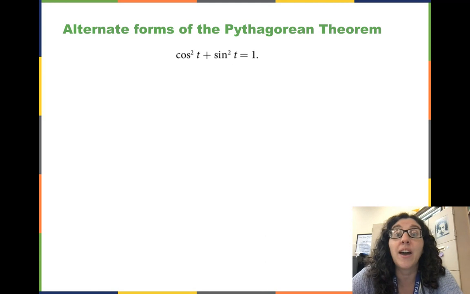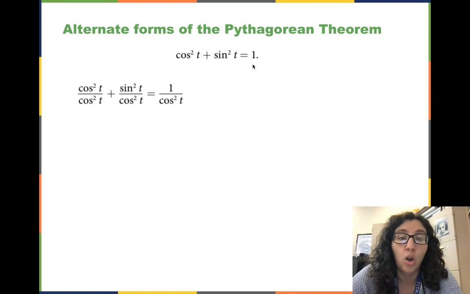All right, Pythagorean theorem, right? We talked about this last time. Cosine squared plus sine squared is 1. Always works. Well, what happens if we divide all of the terms by cosine squared? Well, what do we get? This is just 1. Sine over cosine is tangent, right? So we get 1 plus tangent squared, and 1 over cosine is secant.